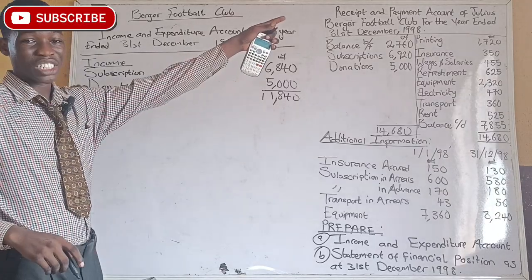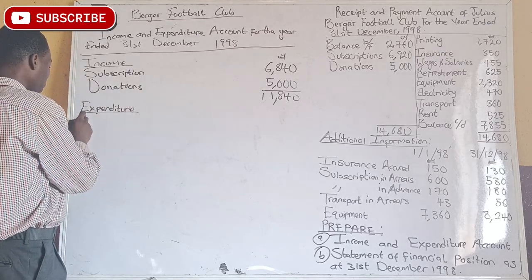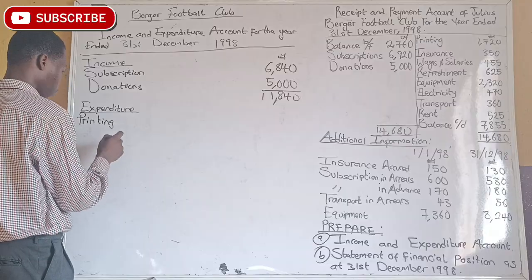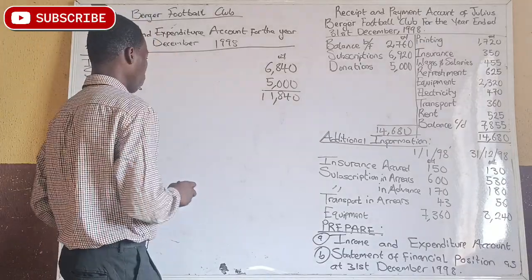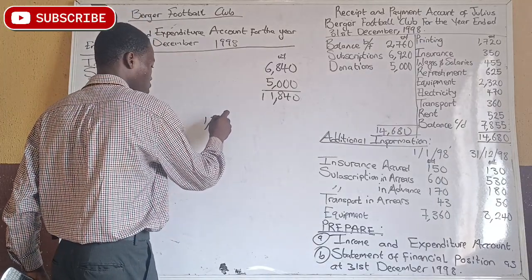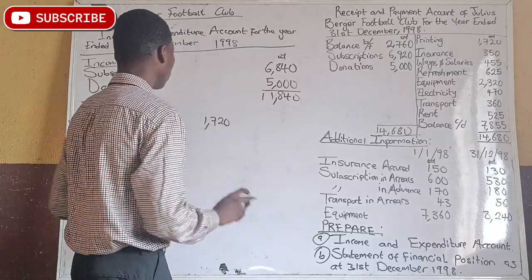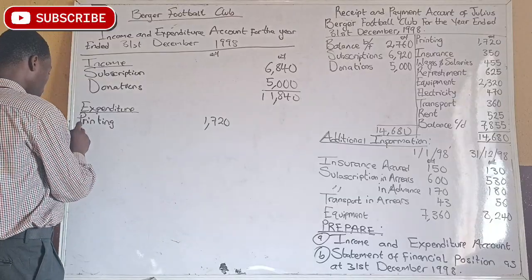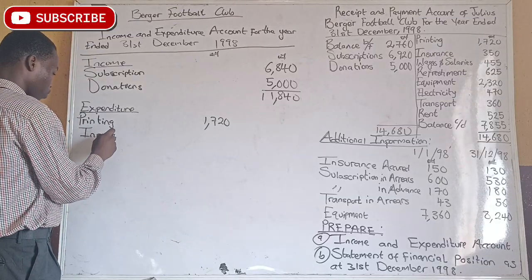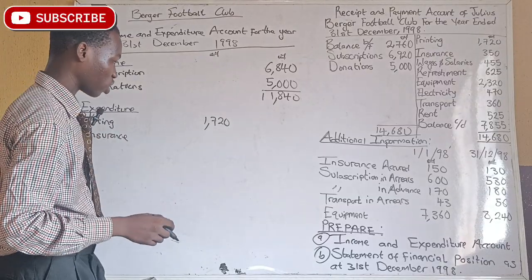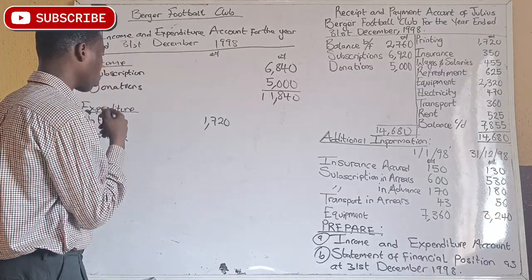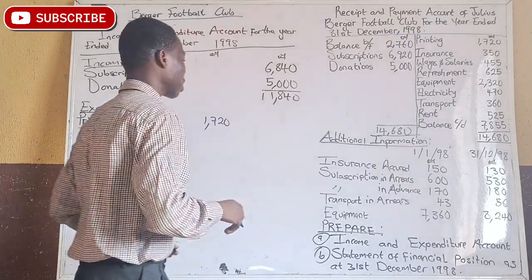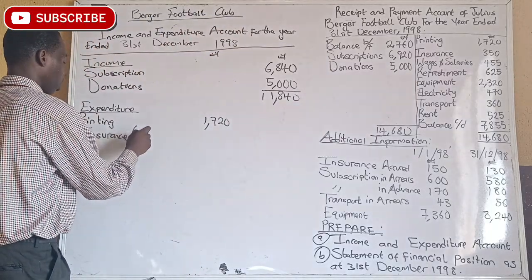So we are going to start with printing, the one at the credit side of the receipt and payment account. For the printing, we have 1,720. Is there any additional information? No. So that is how you are going to be looking at the transactions. Then we move to the next, which is insurance. Is there any additional information on insurance? Yes, we have insurance accrued. Now, how do we compute that? The insurance we have at the receipt and payment account is 350. We will write it here.